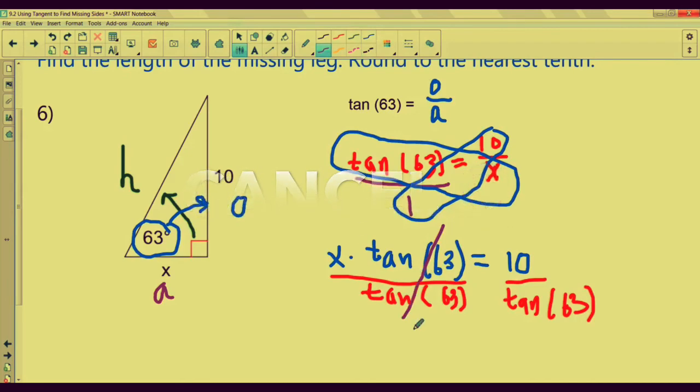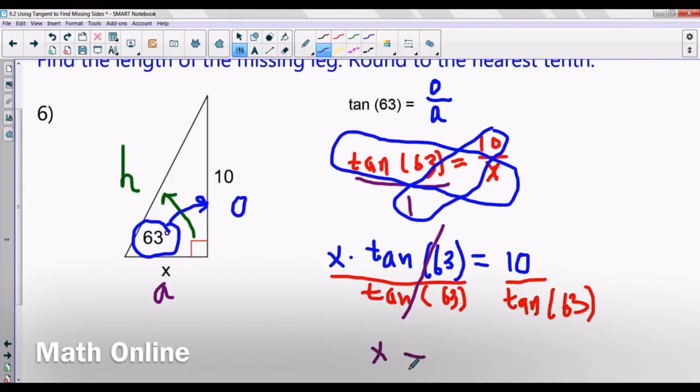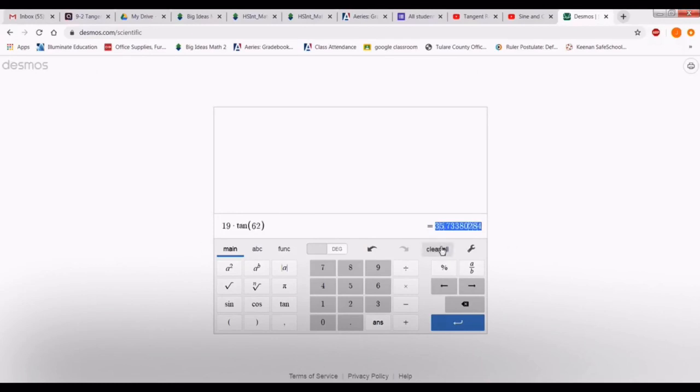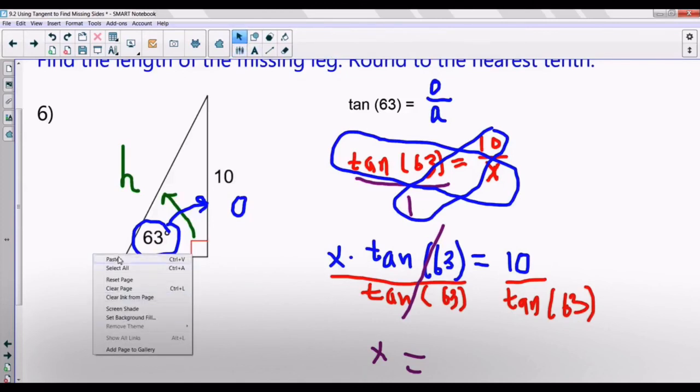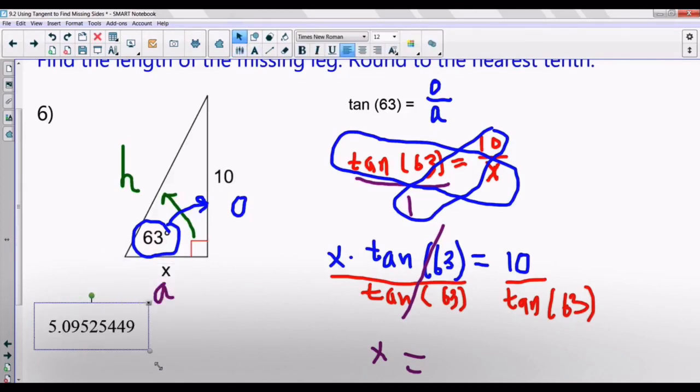So x times 1 is just x, equal to, and I don't know what this number is, so we need to go to our calculator. 10 divided by tangent of 63 degrees. Okay, so let's go to our calculator. Let's clear the screen, and we'll type in 10 divide tangent of 63 degrees. It gives us our answer. I highlight this, copy and paste it so that we can see it over here. There it is. Paste. All right.